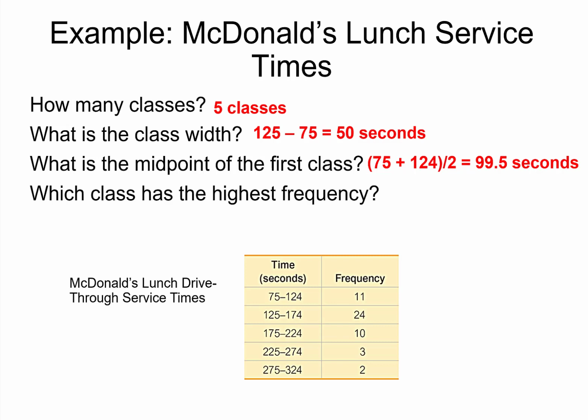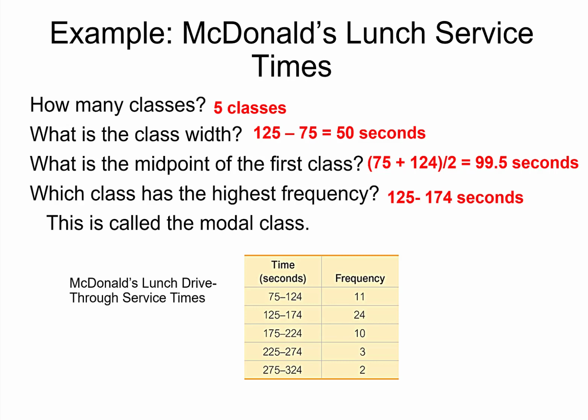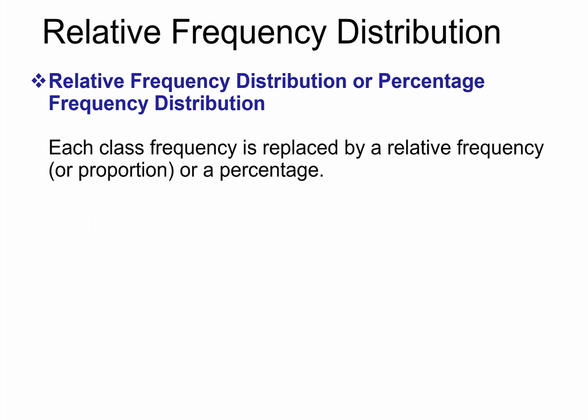Which class has the highest frequency? This is called the modal class. In this case, it's going to be the class 125 to 174. Again, we call that the modal class, the class with the highest frequency.